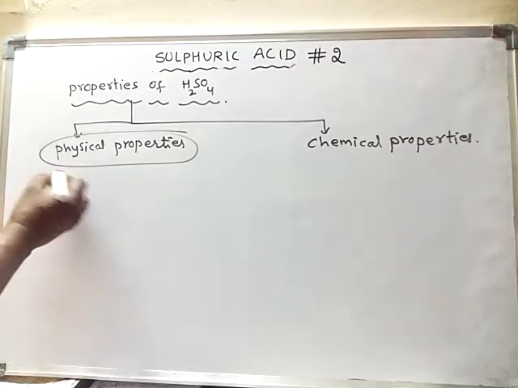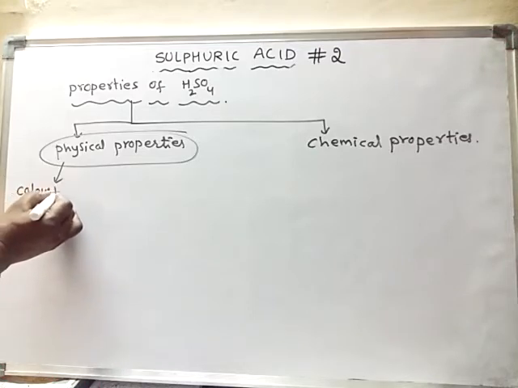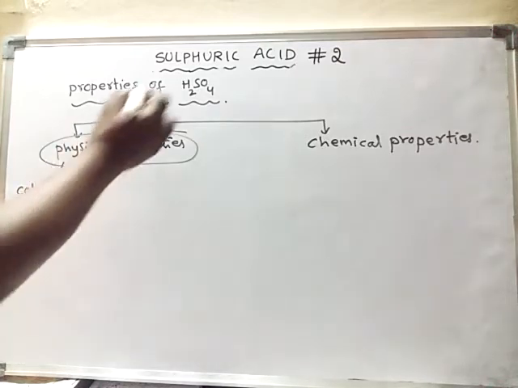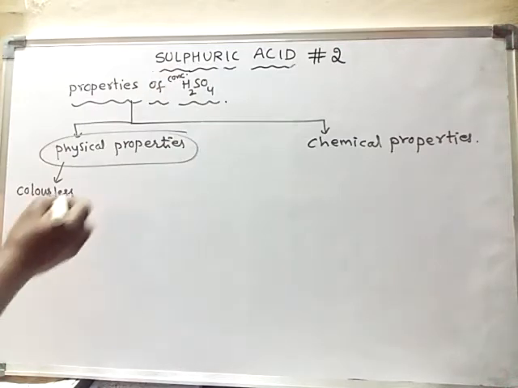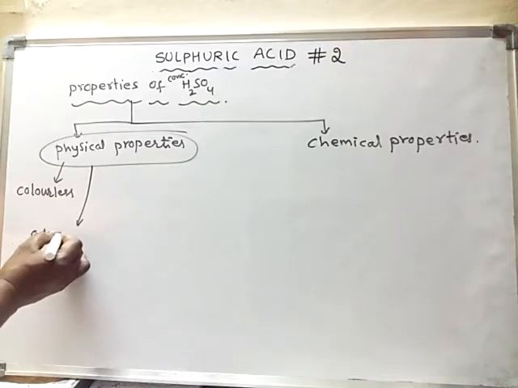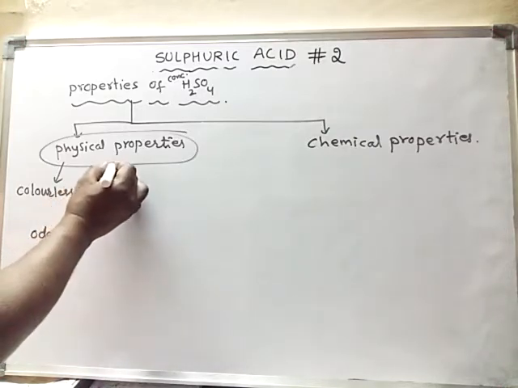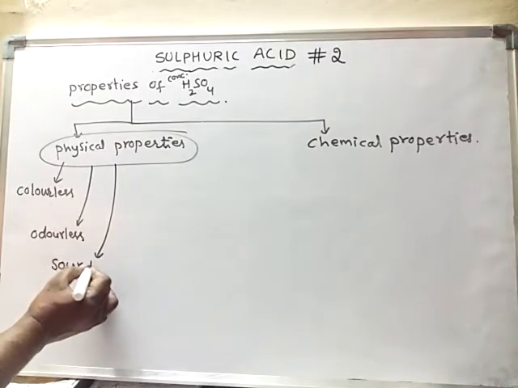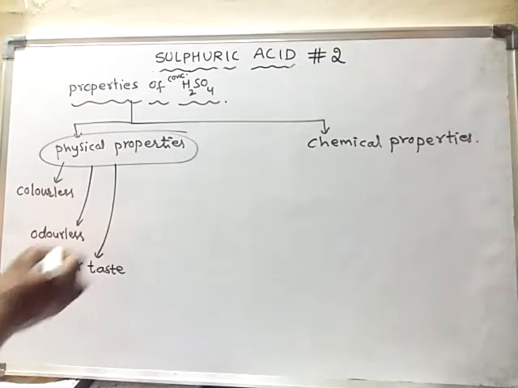Physical property means color. So what is the color of sulfuric acid? Concentrated sulfuric acid is a colorless liquid. And if you smell it, it does not have any smell. That means it is odorless. And if you speak about the taste, as it is an acid, it is sour in taste.